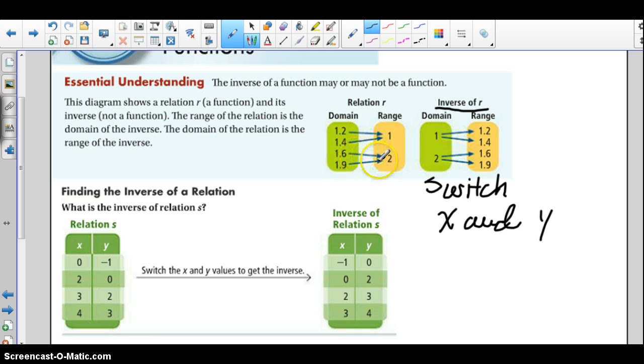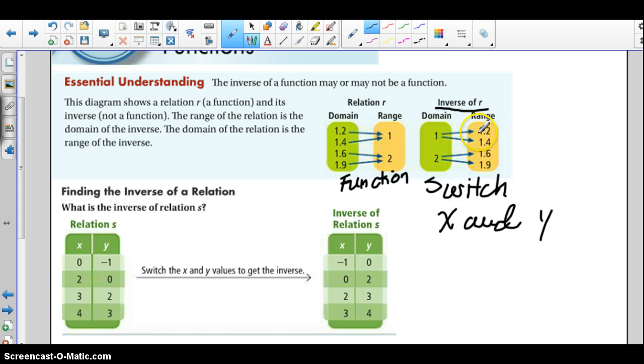If you recall from earlier chapters, when you had a one-to-one relationship, like this one does, one-to-one, one-to-one, one-to-one, that this relation actually is a function. It's a specific kind of relation. The inverse, we'll check to see if it's a function.